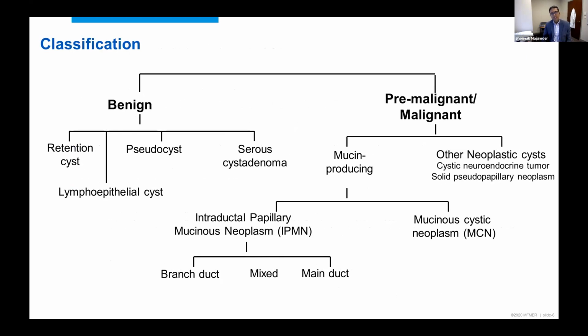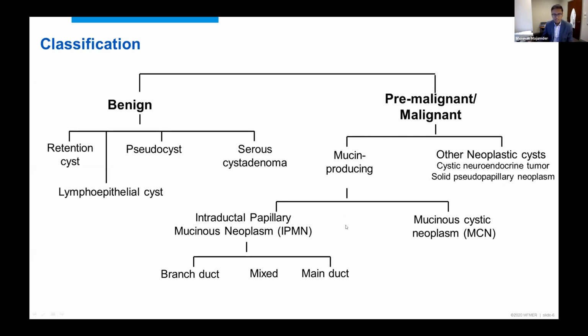So moving on to the classification of cysts, very broadly, we can think of cysts as benign or malignant or pre-malignant. Some of the common benign cysts that we see include retention cysts, lymphoepithelial cysts, the inflammatory pseudocysts that were referred to by the previous speaker, and serous cystadenoma. For precancerous and cancerous cysts, you can broadly divide them into mucin-producing cysts and other neoplastic cysts. The other neoplastic cysts include cystic neuroendocrine tumor, solid pseudopapillary neoplasms, and sometimes a cystic degeneration of ductal adenocarcinoma.